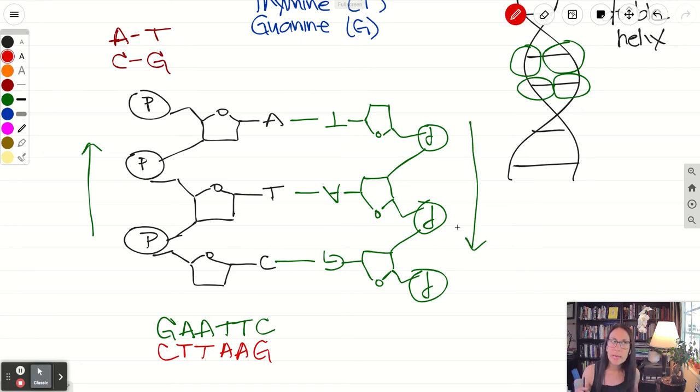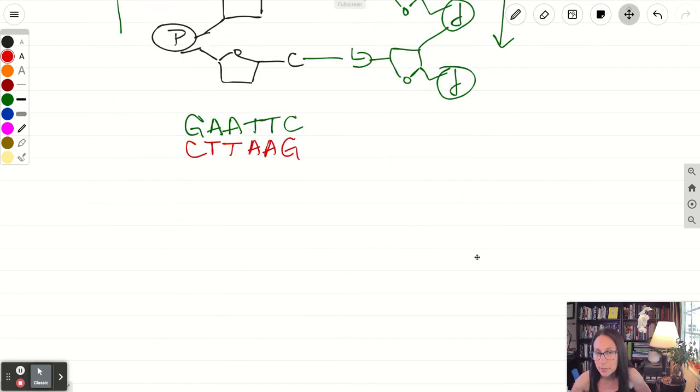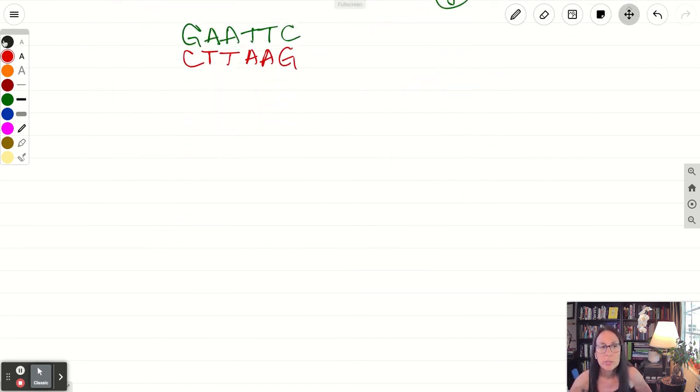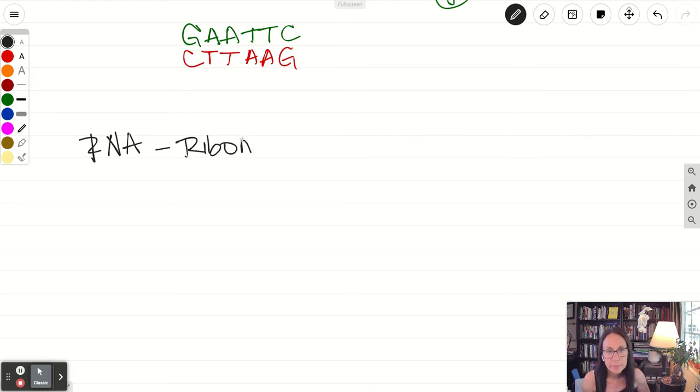I want to then now introduce you to another nucleic acid, which is very important in biology, and that is called RNA. And RNA is very similar to DNA. So what I'm going to do is explain what RNA is, and then I'm going to compare RNA to DNA. So RNA is another nucleic acid, and RNA stands for ribonucleic acid.